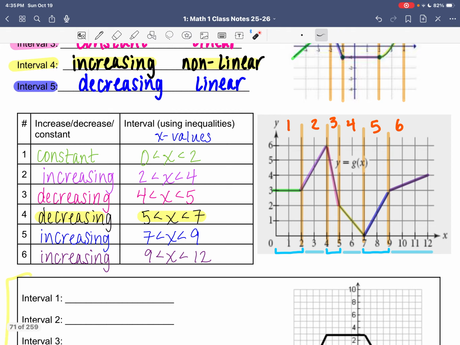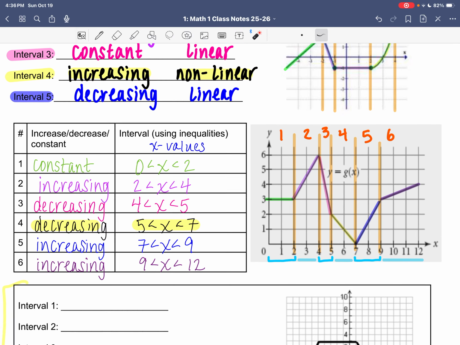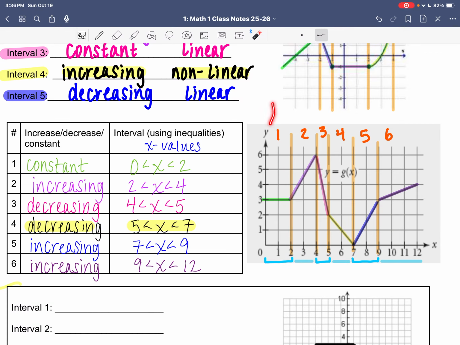All right, so let's look here. Now again, I'm going to look going left to right, and every time I have a change, I'm drawing an interval. And notice we have a slight change here, so we're going to go there, and we're going here. And then last we have that. So let's look here. At interval 1, it's constant because it's horizontal.